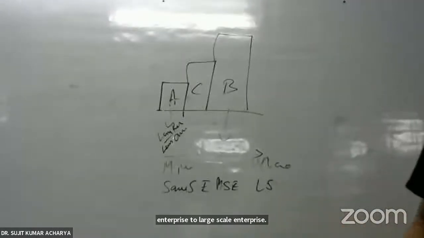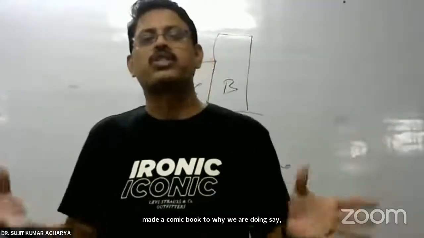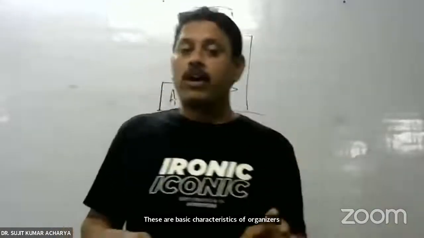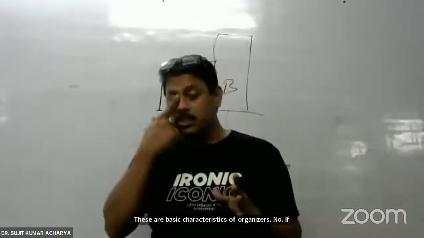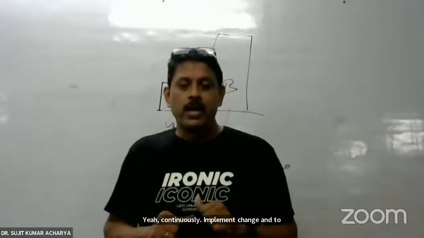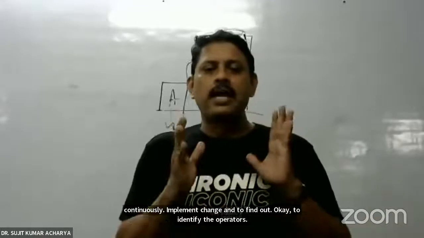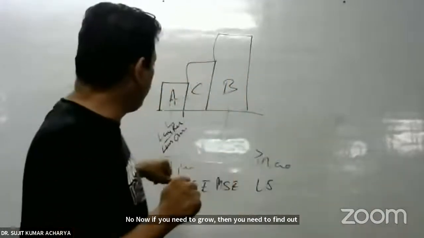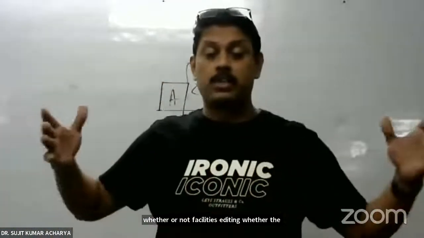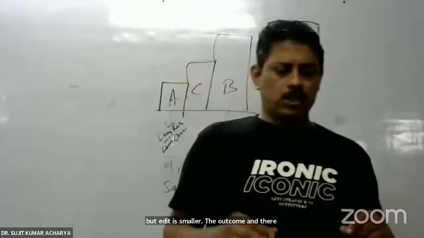Now see, why we are doing this? See, organization always intends to expand and to grow, to sustain and to develop. Okay, these are the basic characteristics of organization. Now, if organization wants to grow, then the organization should constantly and continuously implement change and find out sorts of opportunities. If you are unable to identify the opportunities, then you will never grow. Now, if you need to grow, then you need to find out whether that opportunity is additive, whether the opportunity is complementary, and whether the opportunities are breakthrough. Breakthrough is larger, it is bigger, but additive is smaller. The outcome and the results are small in part.